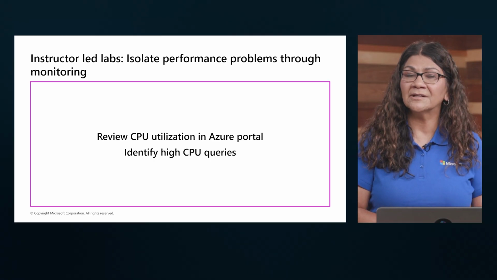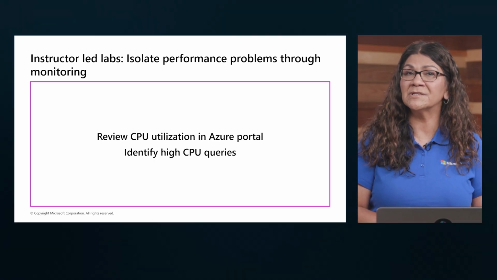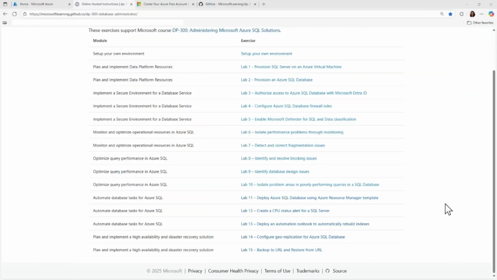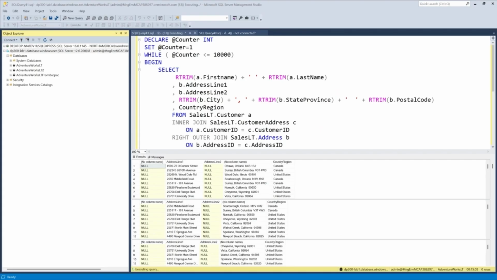Now let's take a look at how to isolate performance problems through monitoring. Hello and welcome to lab number 6. Isolate performance problems through monitoring is where we're at now. And in this lab, we're going to start off with doing some monitoring here inside of our Management Studio.